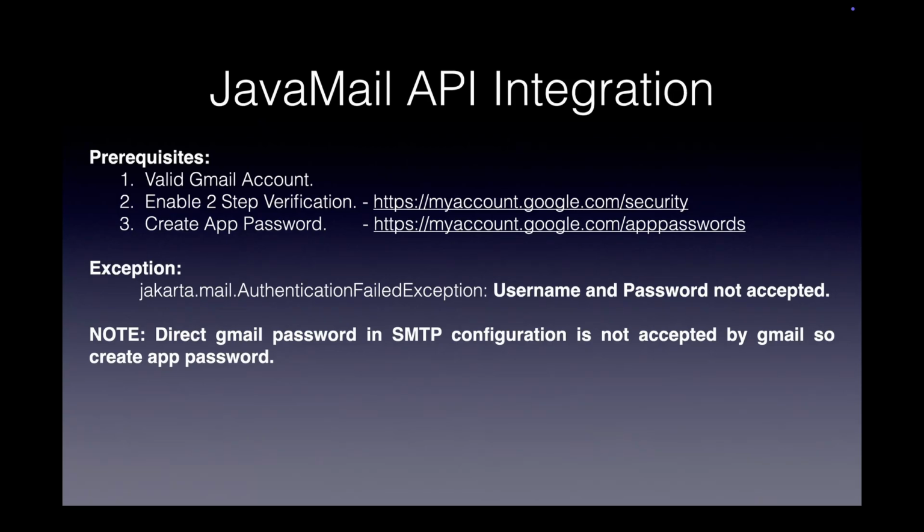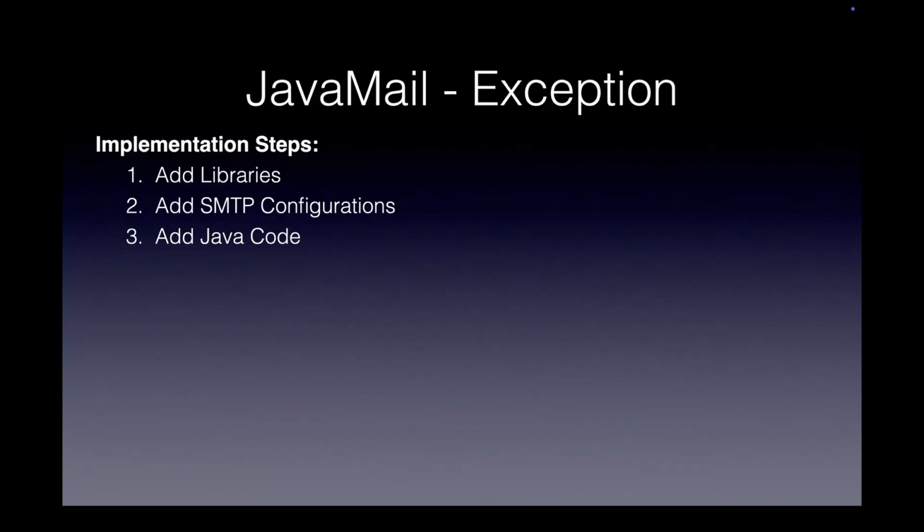If you are new to this series, I recommend watching the earlier videos first. They will help you understand today's topic much better. There are three steps involved in the implementation of the JavaMail API. The first one is to add the required libraries and dependencies, the second is to provide the SMTP configuration, and the third is to add the Java code which will actually trigger the email.